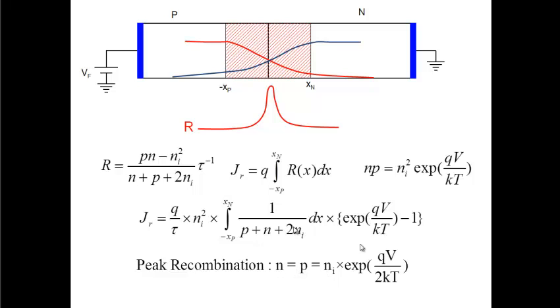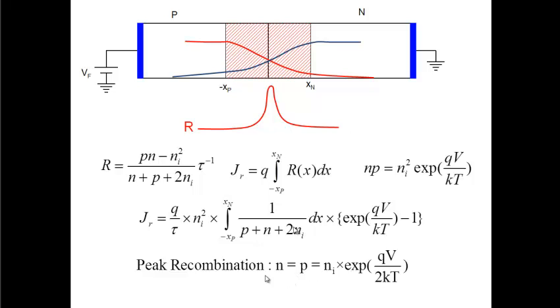Now N times P is equal to Ni squared exponent QV by KT. And if you put P equal to N, then the peak value of recombination occurs at N equal to P equal to Ni exponent QV by 2KT. That's where the peak value is occurring. And one can show that the carrier density is falling very rapidly, because remember, carrier density goes exponentially with voltage, and voltage is changing in this particular region here. So carrier density is varying very rapidly here, and this recombination peak that I'm showing here is actually very sharp.